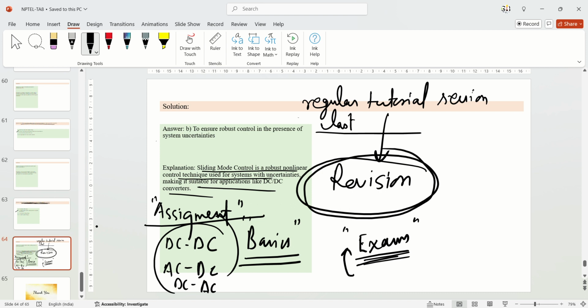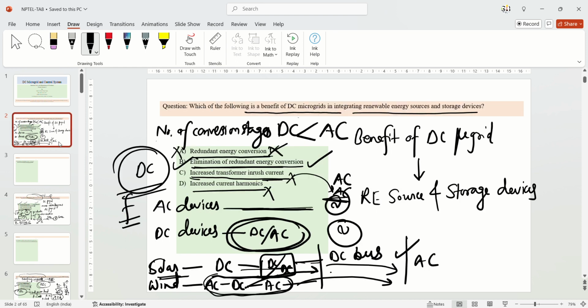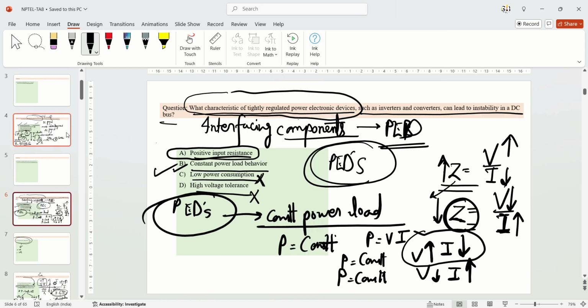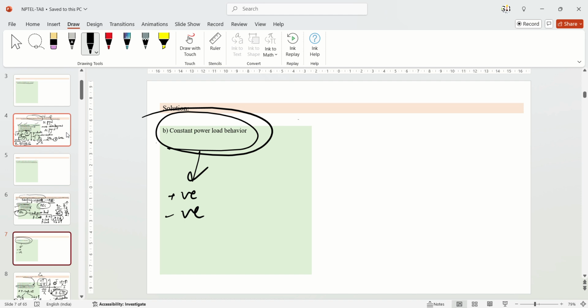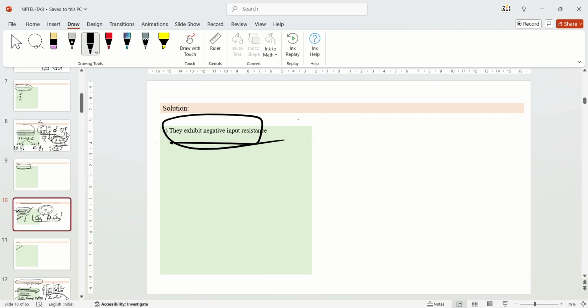Okay. So this is the overall tutorial session, the 8 tutorial sessions, in which we have studied a few things related to the benefits of the DC microgrid. Second, we have studied what the practical issues are. Then we have studied what kind of characteristic regulated PEDs actually follow. Then we have studied the constant power load behavior in terms of the Z input impedance.